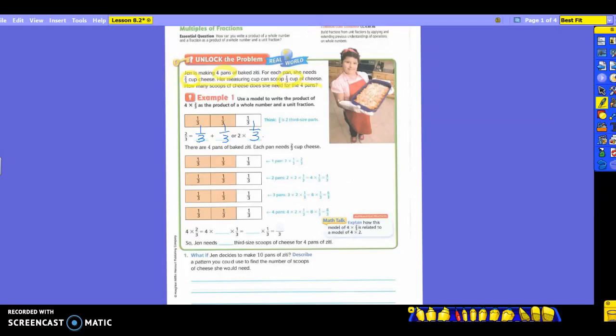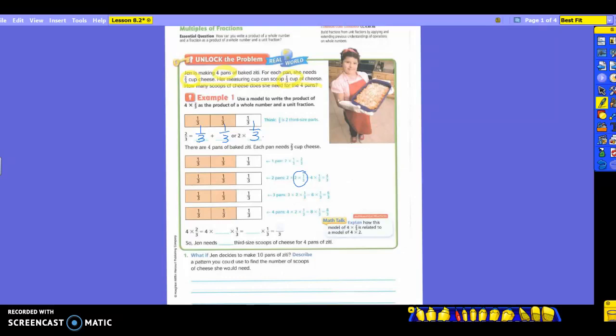So now if you look, there are 4 pans of the baked ziti, and each of the pans needs 2/3 of a cup of cheese. So as you can see, they did the 4 pans, and they shaded 2/3 in each one. Do you see that? Look out here in the blue. 1 pan is the 2 times the 1/3, which is a total of 2/3. When you do 2 pans, you're going to take 2 times 2 times 1/3. Now, this is still the same thing from before. Okay, you're taking 2 times 1/3. Does that make sense? The first 2 is because there are 2 pans.